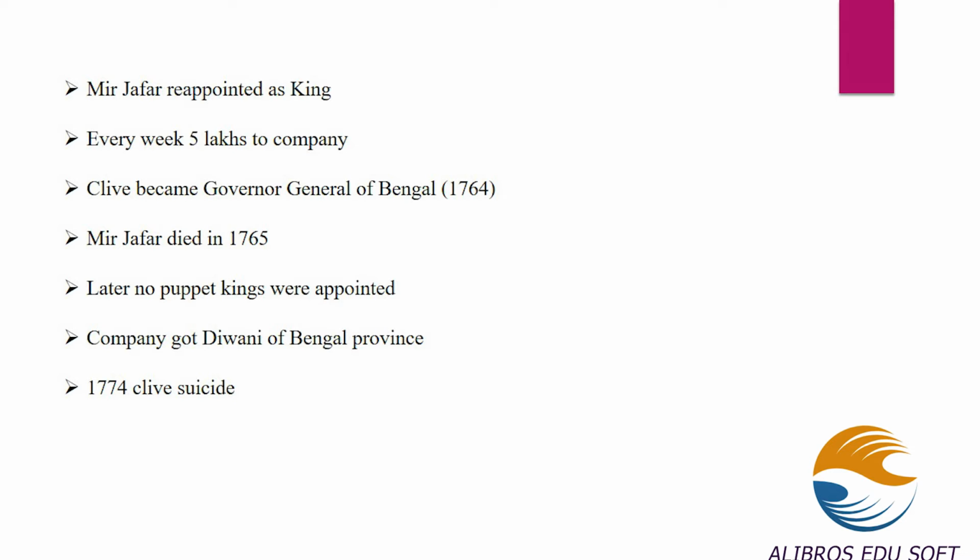In 1772, in the British Parliament, a case evolved against Robert Clive on the extra finance he had, but later on he became free from the case. But in 1774 he committed suicide.